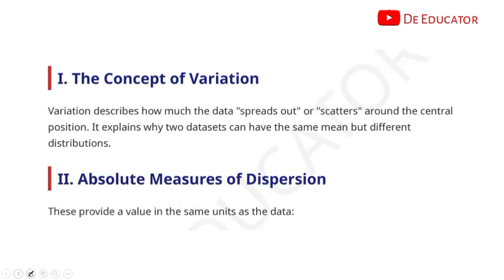We have the concept of variation. Variation describes how much the data spreads out or scatters. This is another likely exam question. How data spreads out or scatters is known as variation, but then there's a condition: around a central position.